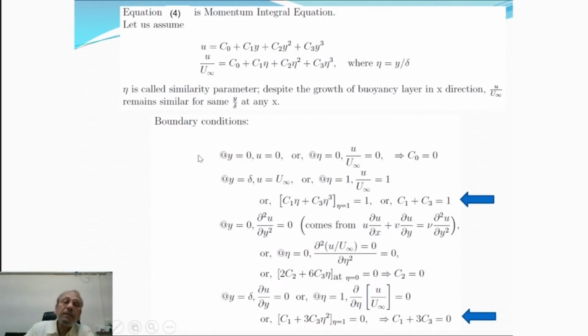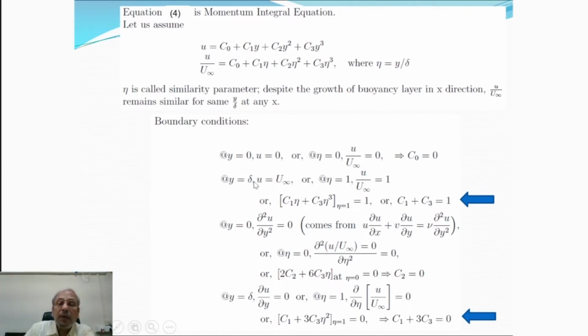Now we apply the boundary conditions. At y equal to 0, u equal to 0, we know this is the no slip condition, or at eta equal to 0, u by U infinity equal to 0. If we apply that, clearly we get at eta equal to 0, u by U infinity 0, C0 is 0.